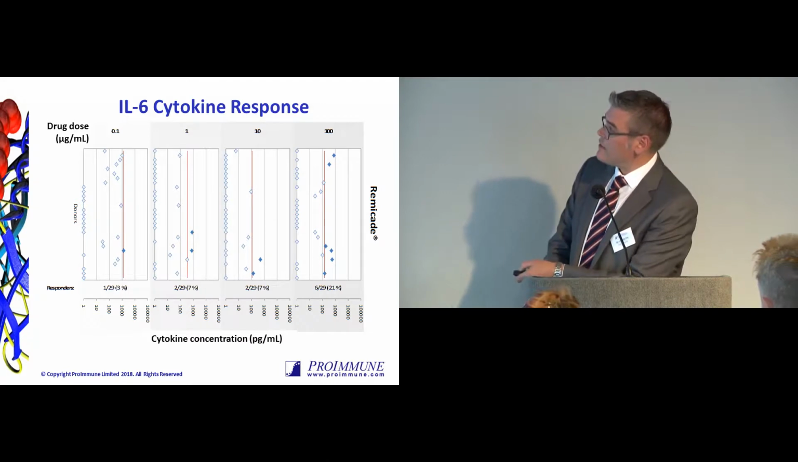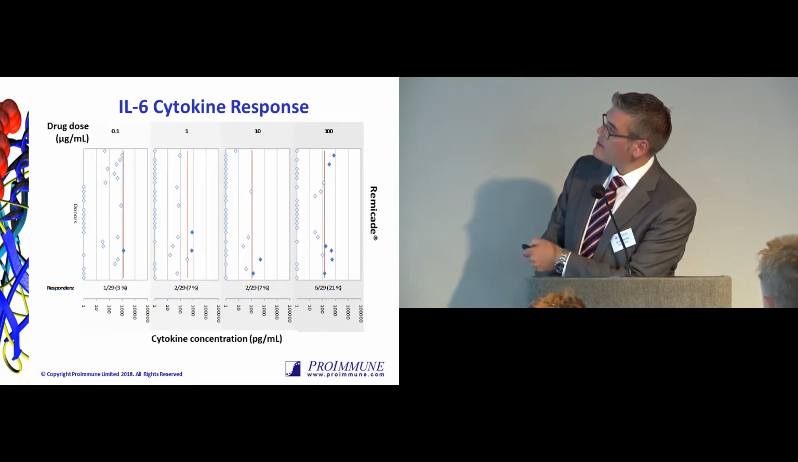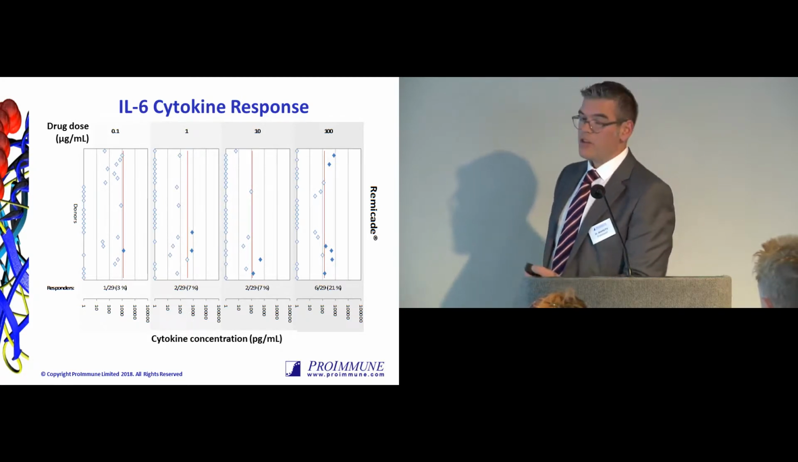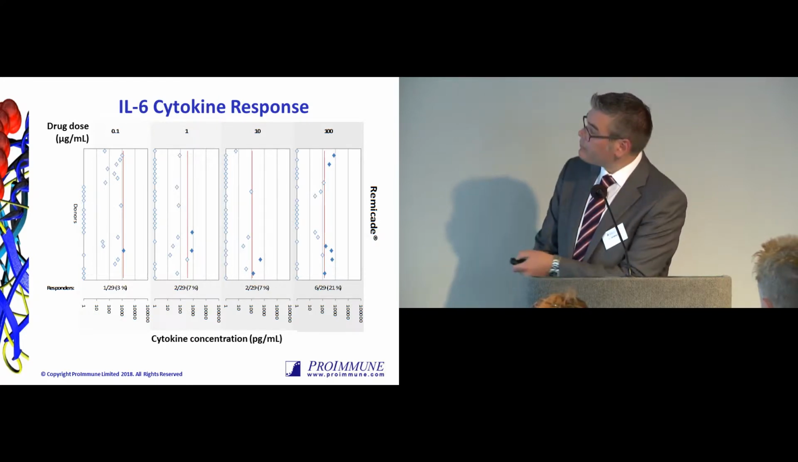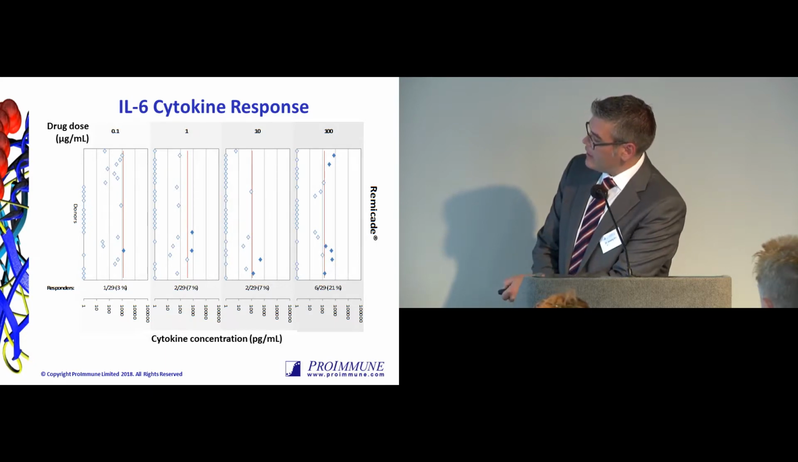So this is how the data is presented. We have our drug concentration. 100 micrograms is a top concentration. I mean, that's pretty high. We can adjust this. We can also do more than 4 concentrations if you need to as well. That's all flexible. And then what we have along the x-axis is the measured cytokine concentration.